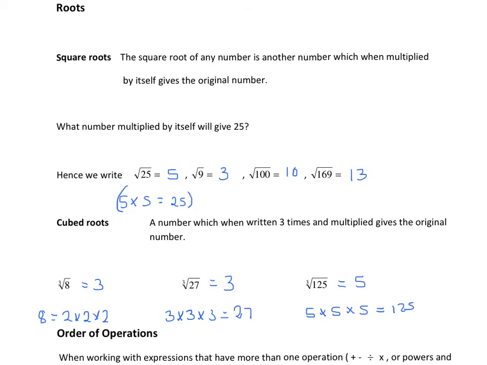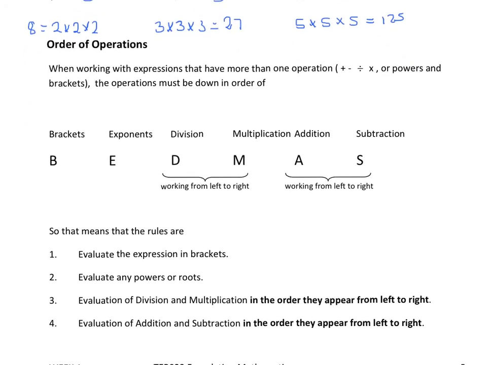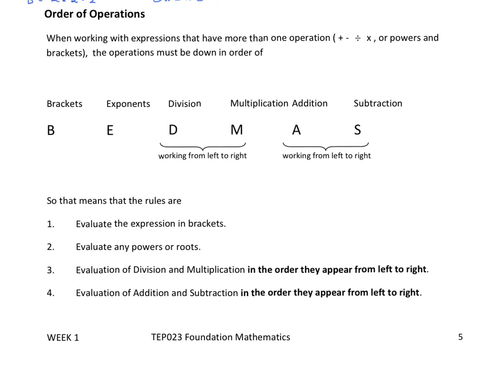Alright, moving on now to our order of operations. When we're working with more than one operation, and we've looked at lots of operations now, we've looked at addition, subtraction, division, multiplication, we've looked at powers. We haven't really looked at brackets yet. But if we have an operation in brackets, it means that must be done first before we can complete any other operation. So we have what we call an order of operation, and that is perform any operations inside the brackets first. Then any exponents, so that means any powers or any square roots.